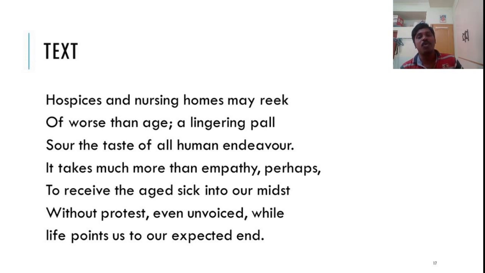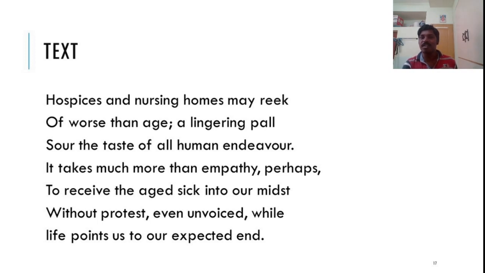It takes much more than empathy, perhaps, to receive the aged sick into our midst, without protest, even unvoiced, while life points us to our unexpected end, right? So Li Zufeng is trying to convince us to go and look at the hospitals, go and look at nursing homes. You will be convinced that one day you are also going to be this old, right? And that is exactly why old people need much more than empathy. They do not need just empathy, they need something much more than empathy, right? So when we need much more than empathy, what are the things we need? We need to receive the aged sick into our midst.